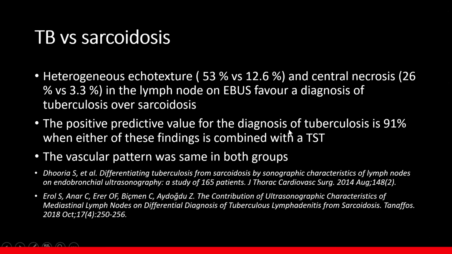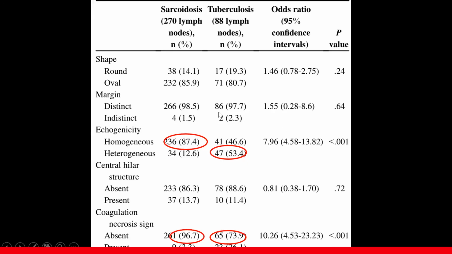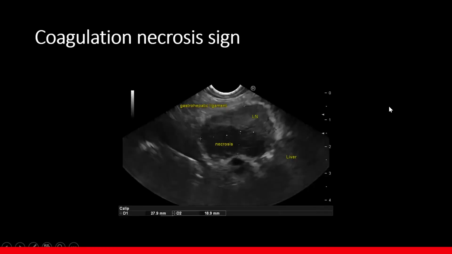The positive predictive value is around 91% when any of these two findings are present, if we combine with the tuberculin skin test. So this is an important study by Dhuria et al. showing sarcoid versus TB. The most important feature of sarcoid is homogeneous, TB 53% heterogeneous, and the coagulation necrosis sign is present in TB and absent in sarcoidosis. So these are the features. This is a typical coagulation necrosis sign in an abdominal lymph node. You can see the necrosis here and you can see the lymph node here.